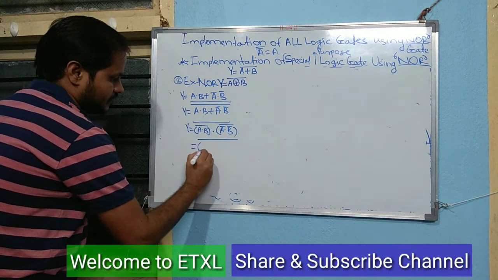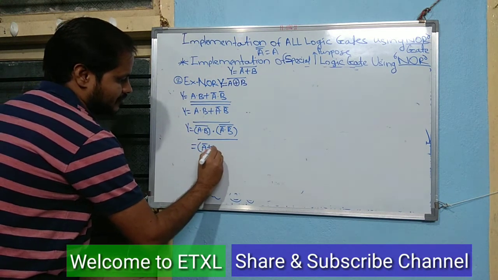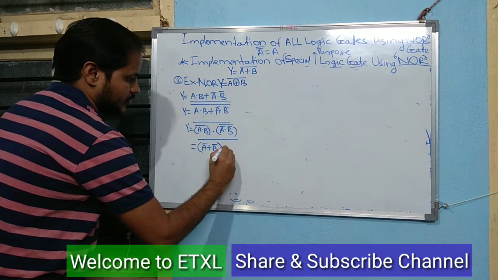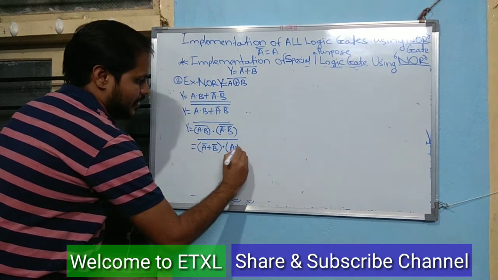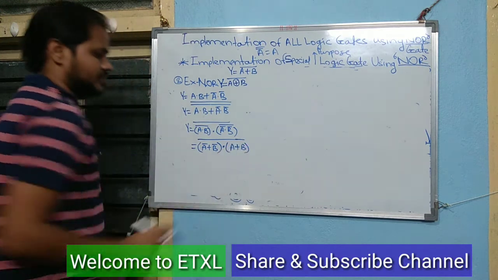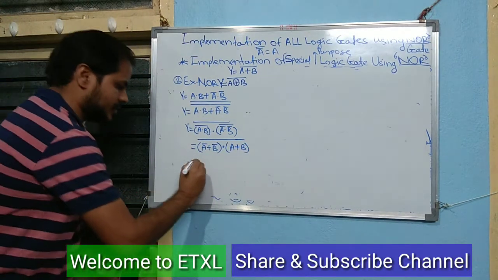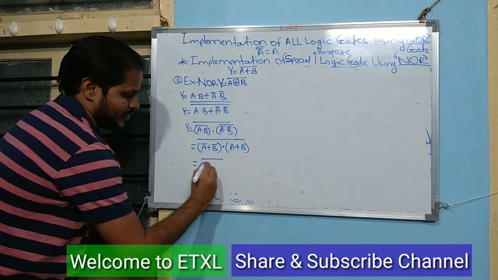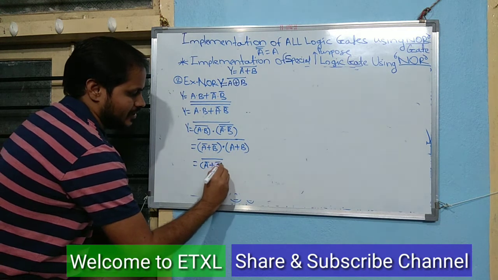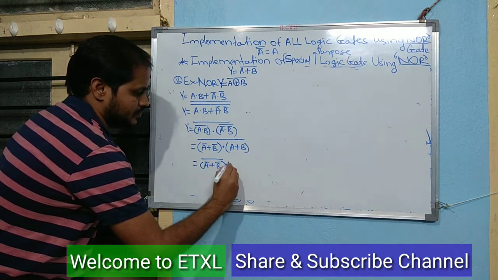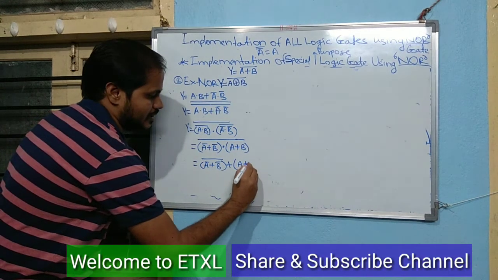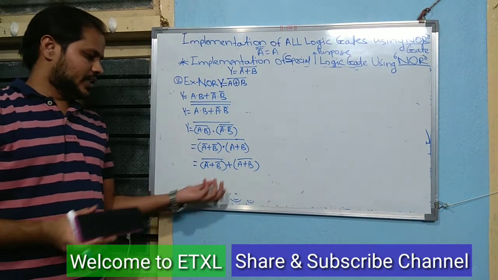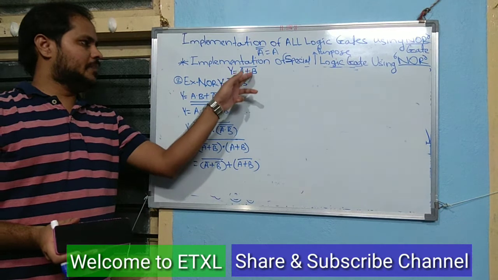here is the equation: A bar plus B bar, dot, A plus B. Apply this complement also inside, then you are getting the equation A bar plus B bar plus A plus B, whole of complement. This is the equation, but it is not in the form A plus B bar.